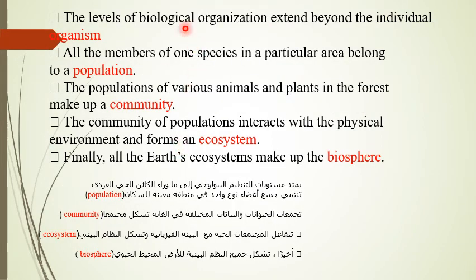The levels of biological organization extend beyond the individual organism. All the members of one species in a particular area belong to a population. So a population is formed of members of one species in a particular area. That is the definition of population. Populations of various animals and plants in the forest make up a community.